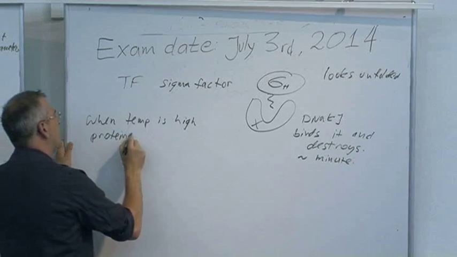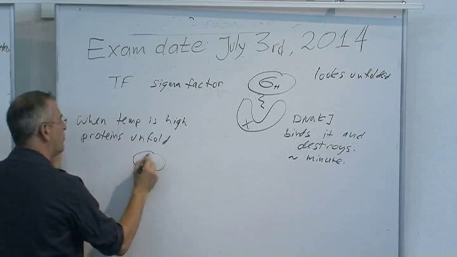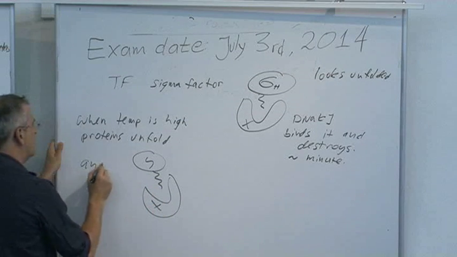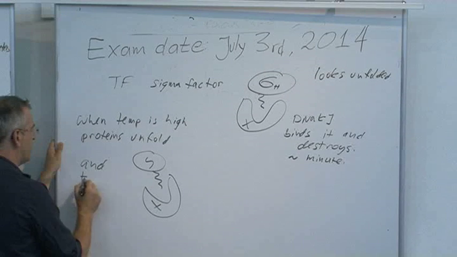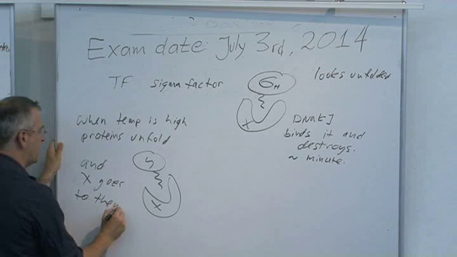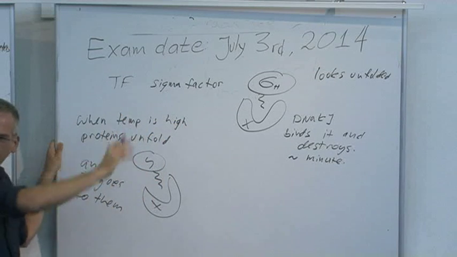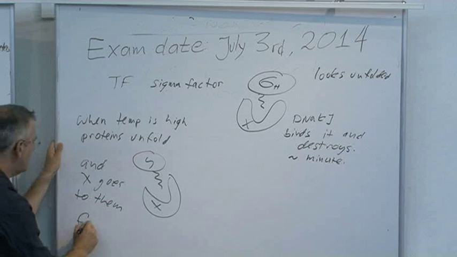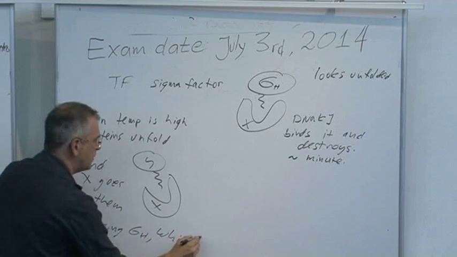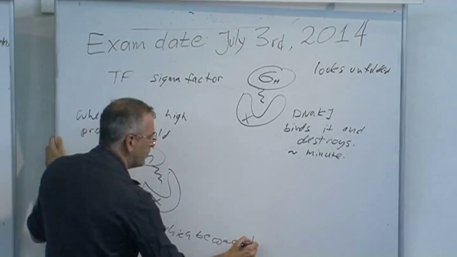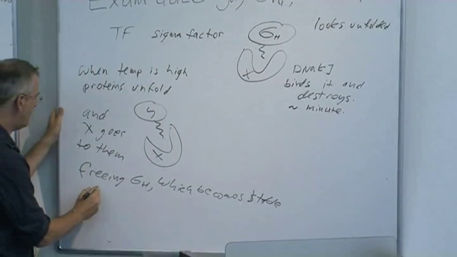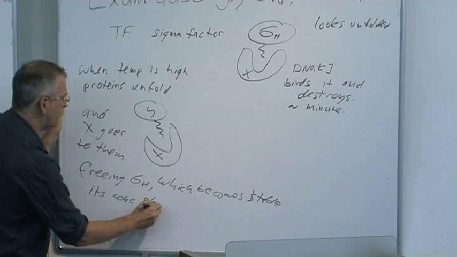Okay, and when temperature is high, proteins unfold. So we have our unfolded proteins, and X goes to them. Okay, so there's a lot of unfolded proteins. All the X goes to the unfolded proteins, freeing sigma H shock, which becomes stable, right? It's no longer degraded because there's much less X to bind it. Therefore, its concentration shoots up.